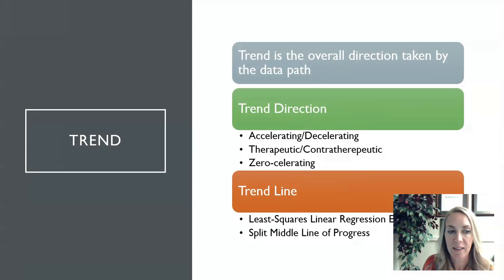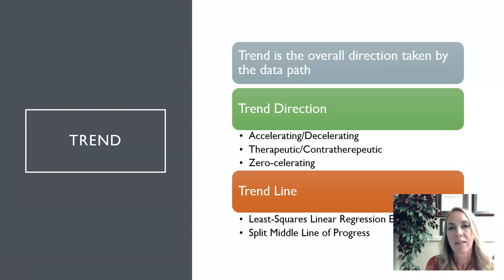We want to consider trend. Trend is the overall direction taken by the data path. To look at and talk about trend direction, we want to talk about accelerating trends and decelerating trends. If there's no trend, it's zero accelerating. Sometimes if we want to be more specific, because accelerating might not really tell you if that's good or bad. It might be good for an academic behavior, but it might not be good for an aggressive behavior.